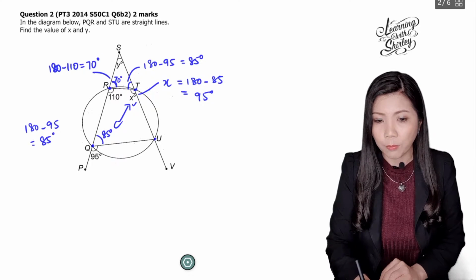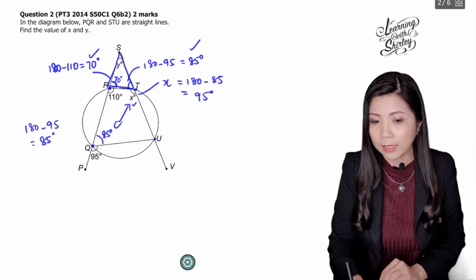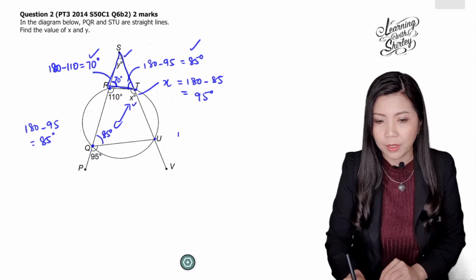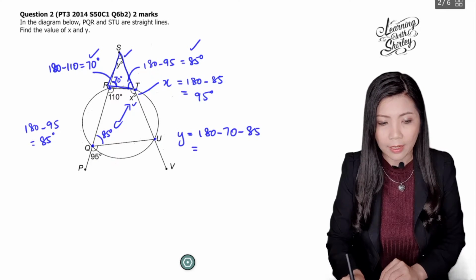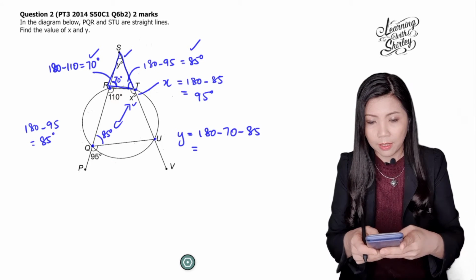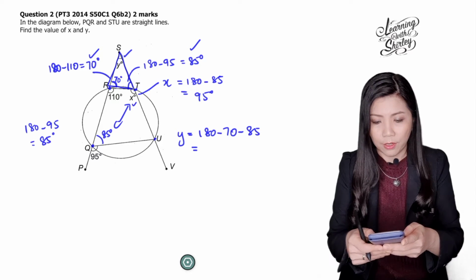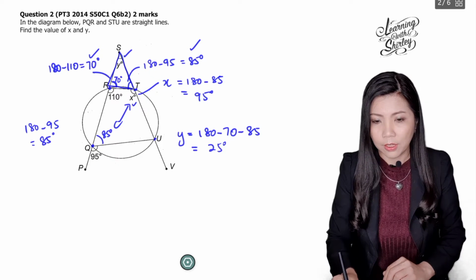Now I'm going to use the sum of angles in a triangle, which is 180, minus 70, minus 85, and I will get my Y. So Y is equal to 180 minus 70 minus 85. Let's calculate this. 180 minus 70 minus 85, so we get 25. So it's 25 degrees. That's the answer.